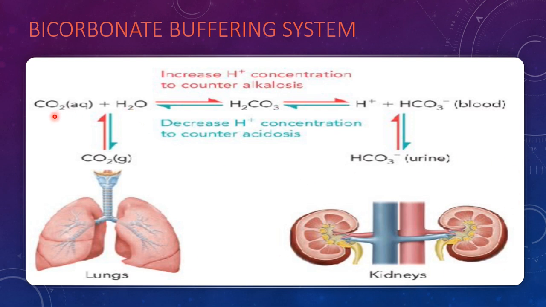So here is your carbon dioxide and the water. So here is your carbonic acid, obviously. So increase proton concentration to counter the alkalosis. The red line is indicating the increased hydrogen ion concentration to control the alkalosis. What is meant by alkalosis? The rise in the pH. That means above 7 is going to be alkalosis. So now it has to take the protons and convert them into bicarbonate ions, which are going to be taken by the kidneys and thrown out in the form of urine.